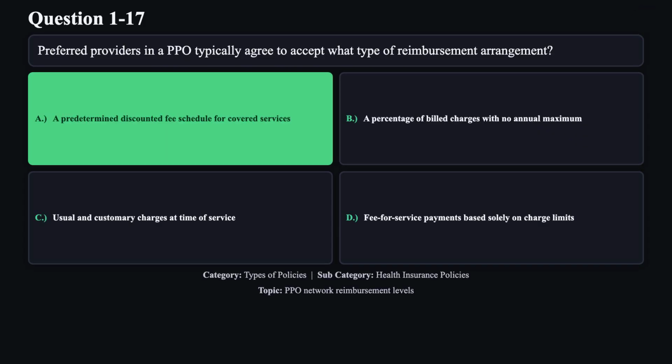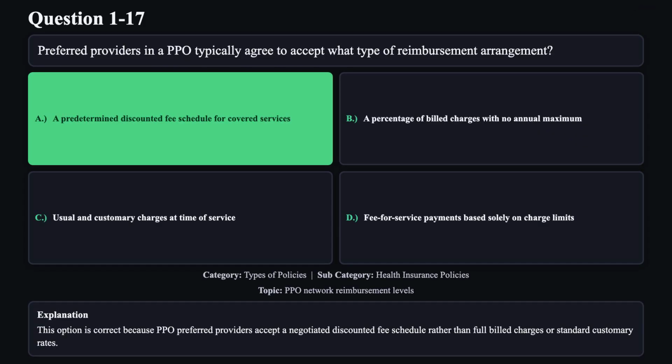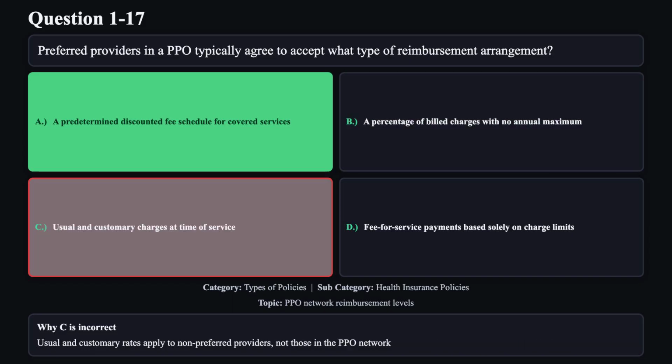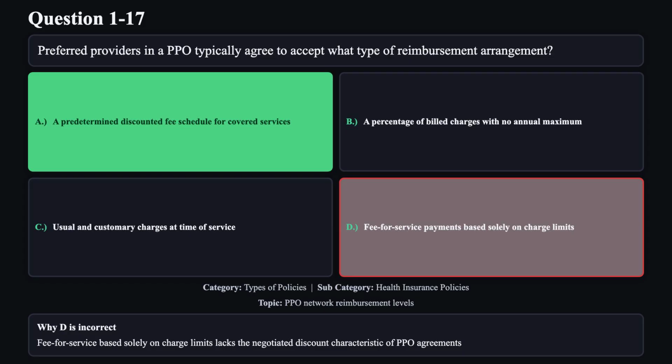The correct answer is A. This option is correct because PPO preferred providers accept a negotiated discounted fee schedule rather than full billed charges or standard customary rates. Reason B is not correct. A percentage of billed charges with no maximum does not reflect the negotiated discounted schedule and would leave costs uncontrolled. Reason C is not correct. Usual and customary rates apply to non-preferred providers, not those in the PPO network. Reason D is not correct. Fee-for-service based solely on charge limits lacks the negotiated discount characteristic of PPO agreements.